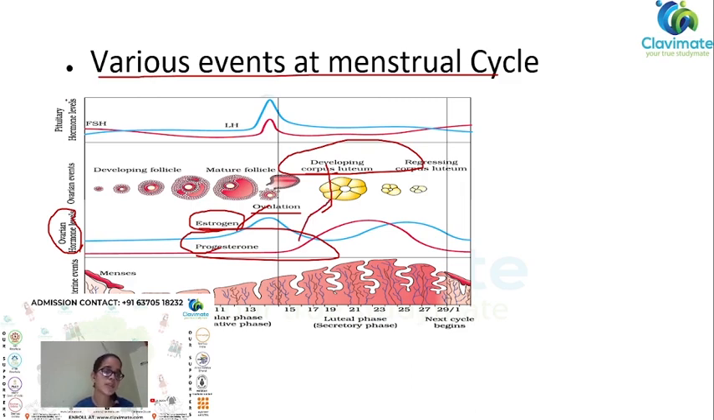Coming to the pituitary hormone levels, follicle stimulating hormone and luteinizing hormone. These two hormones are the important hormones, and they are high. LH is high during ovulation when compared to the FSH.